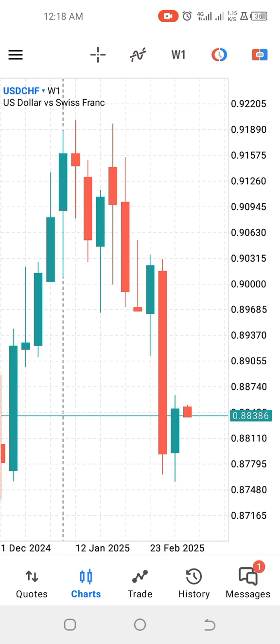This is OMAS-FX. Okay, I'll be doing a quick top-down analysis using USDCHF as my pair of analysis.